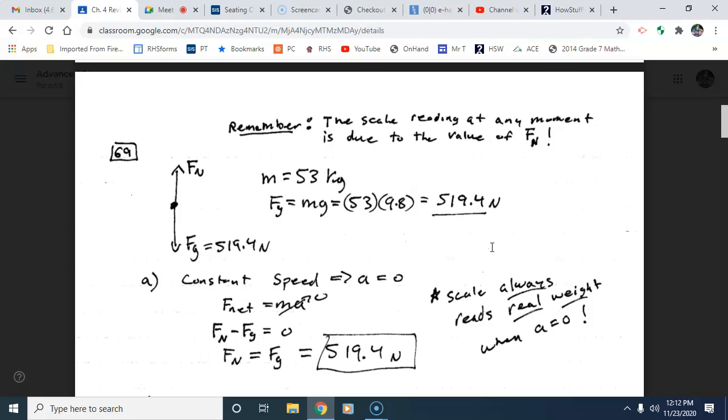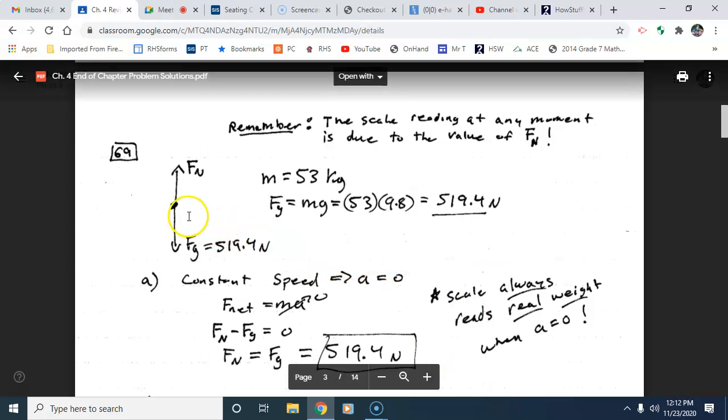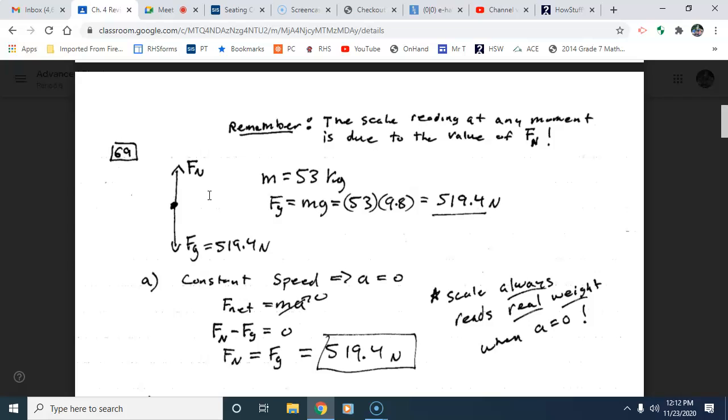It says assume that a scale is in an elevator on Earth. What force would the scale exert on a 53 kilogram person standing on it in the following situations? Okay, so we have constant speed. First of all, let's draw a free body diagram of this situation, like we did for elevator problems before. Normal force up, that's a scale under your feet, right? So the normal force provides the scale reading. So it's pushing up on you, and your weight is always down.